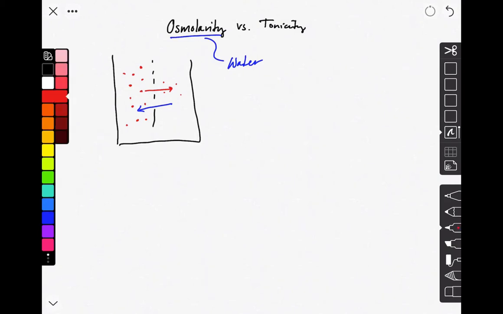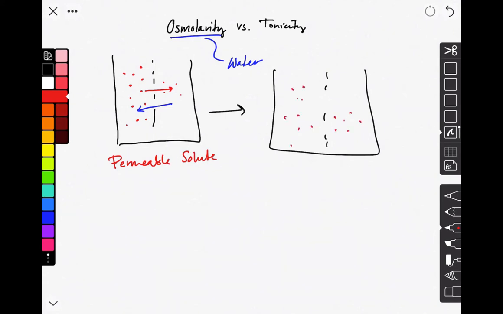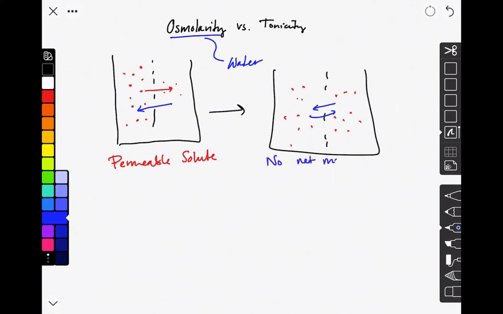So if we were to leave it for a long period of time, what we would find is that the permeable solute would start to reach its equilibrium. And while water would initially move toward the highest concentration of solute, eventually, once equilibrium is reached, water will also reach equilibrium. So there's no net movement of water in the case of osmolarity.